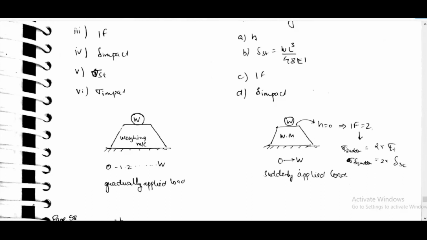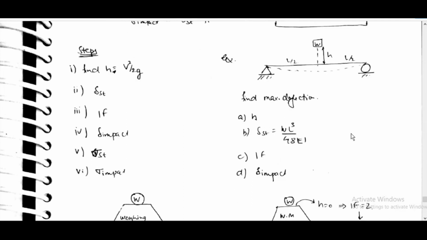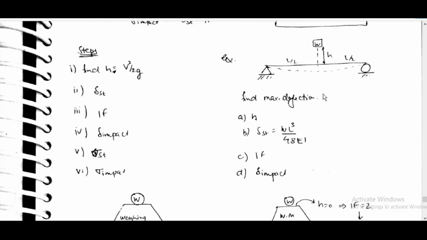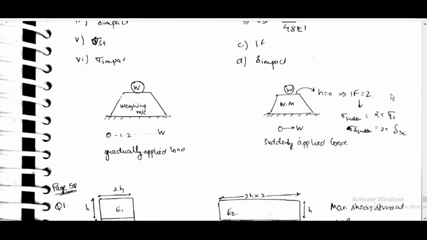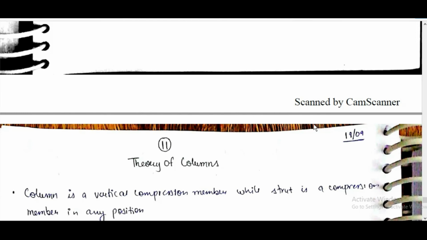Suddenly placed on a weighing machine: sigma sudden is equal to 2 into sigma static. Here delta static is W into L by AE. We have to find all these. This is a workbook question. Okay, done.